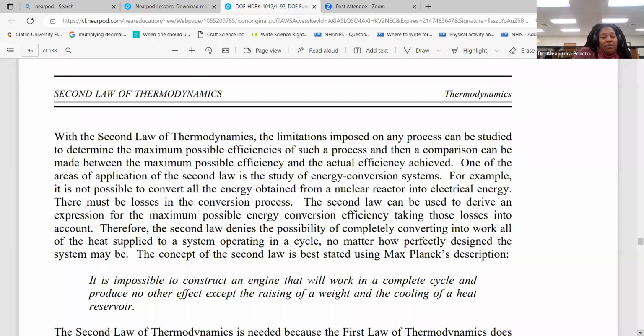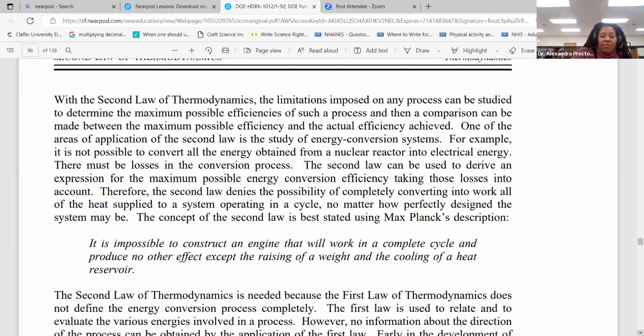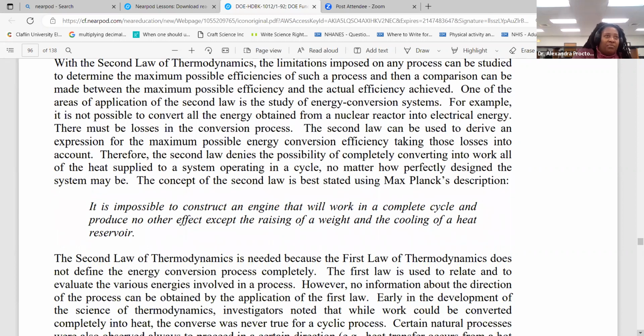And the concept of the second law is best stated using Max Planck's description. It's impossible to construct an engine that will work in a complete cycle and produce no other effect except raising of a weight and the cooling of a heat reservoir. So, you have all of these experts in quantum mechanics and experts in mathematics that have made contributions to what we understand about thermodynamics.